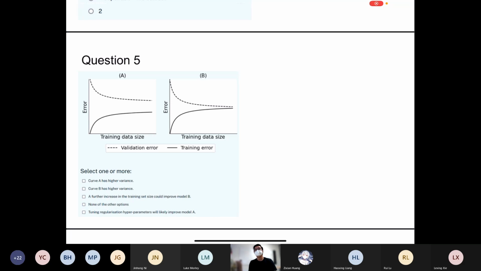So in this case, model A has higher variance. It might mean the hypothesis class has higher variance, or the objective function has higher variance, or the way we optimize the objective function has higher variance, or a combination of these.